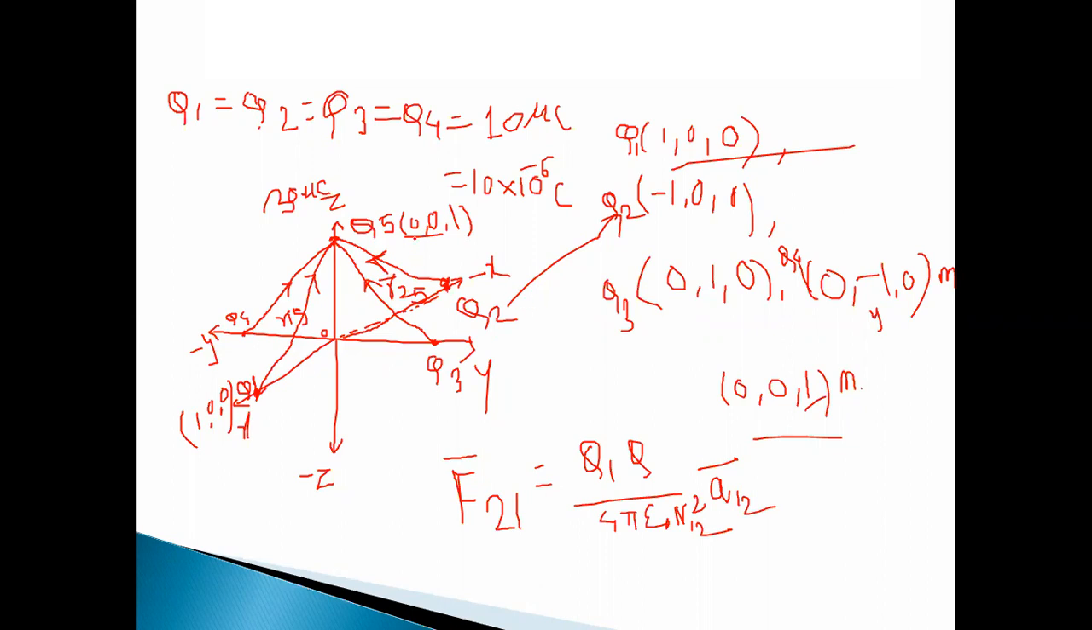So solve like this. It will be plus 1 a bar x and plus 1 a bar z. So solve this and tell me the final answer. Similarly, find F bar 5 due to all four charges.